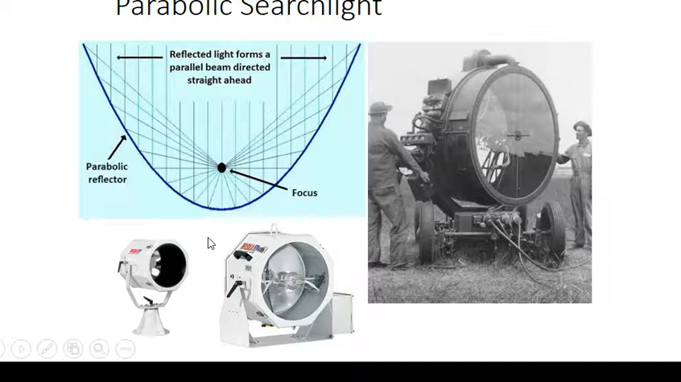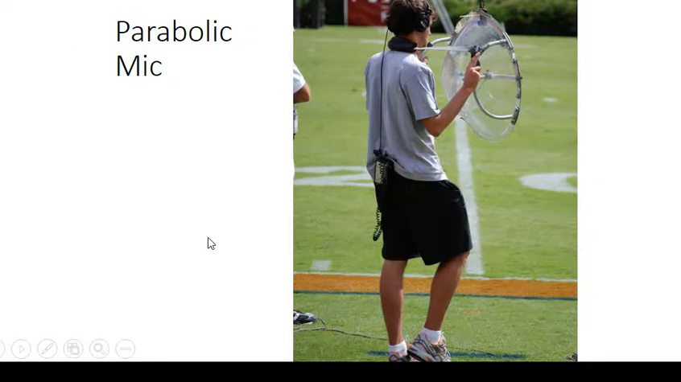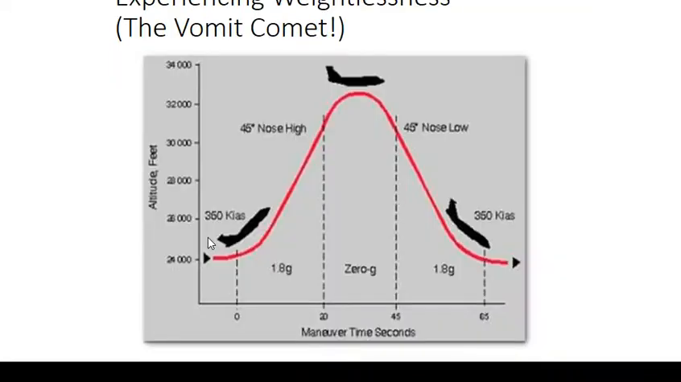And where would we be without the grunts and groans provided to us by a parabolic mic? Monday Night Football just wouldn't be the same. So lots of applications for that.